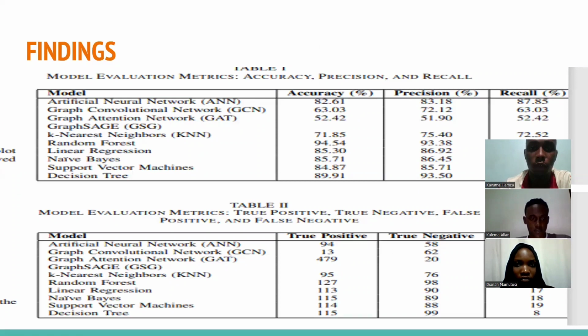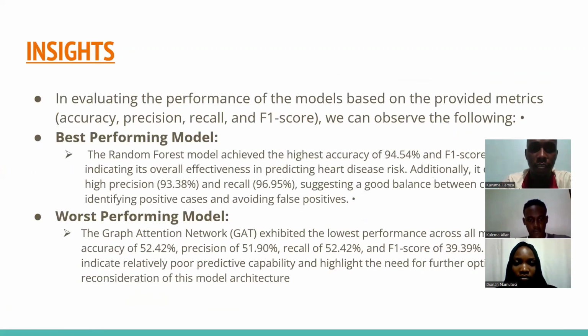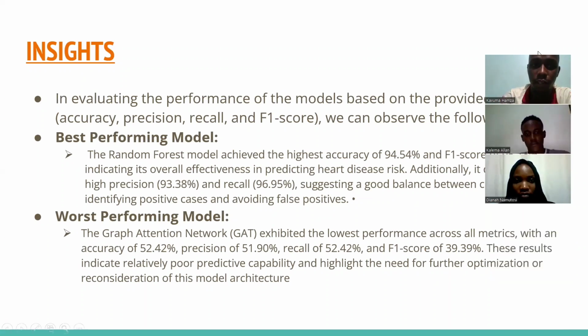So these are the findings, whereby we're comparing the models using accuracy, precision, recall, true positive, true negative, and the F1 score. So we have ANN, GCN, and the other models. We're comparing the accuracy, the precision, and the recall. So the insights: we found random forest was our best model with the highest accuracy of 94.54. And then that was the worst, with an accuracy of 52.42 and precision of 51.9.